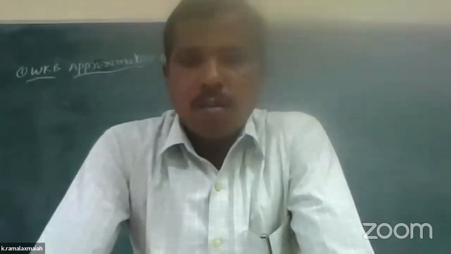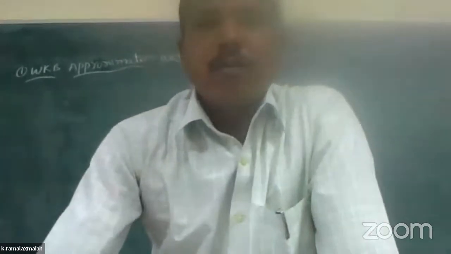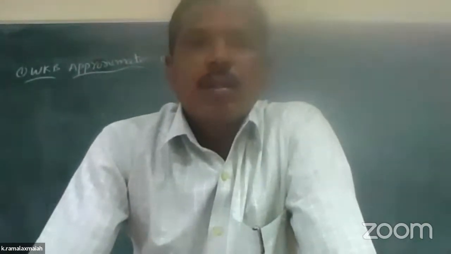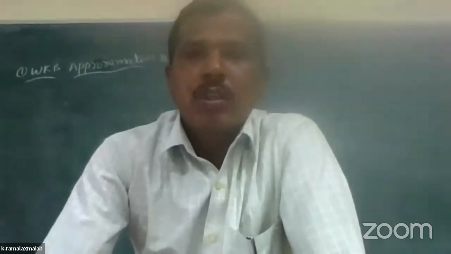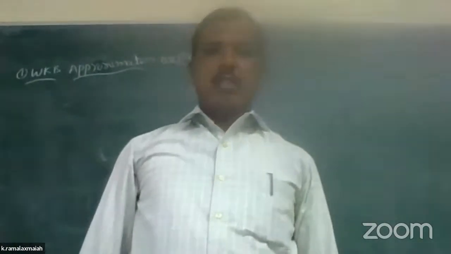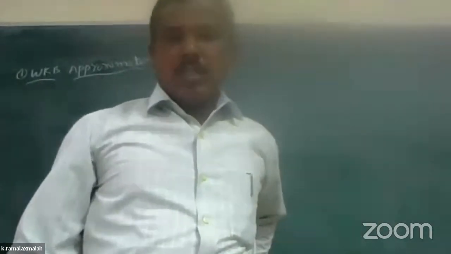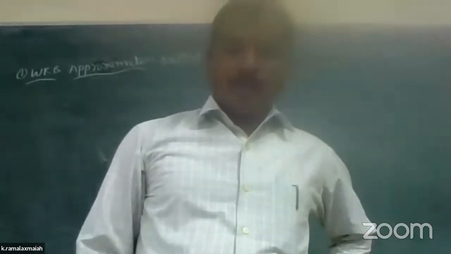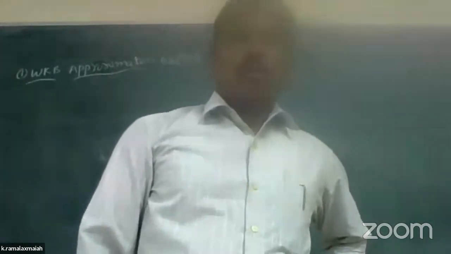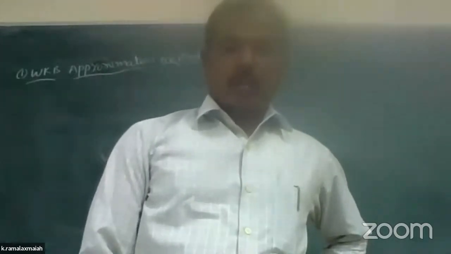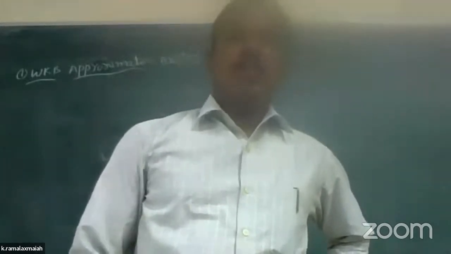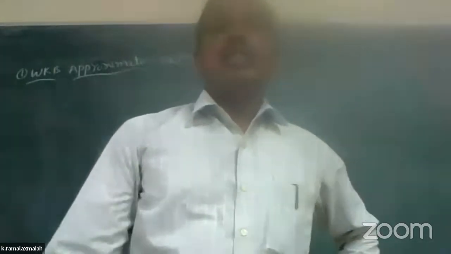WKB is the meaning of Wentzel, Kramers, Brillouin. W means Wentzel, K means Kramers, B means Brillouin. Okay, that is the WKB approximation method. There are three types of methods: approximation method, variation method, and WKB method. That is the three types.